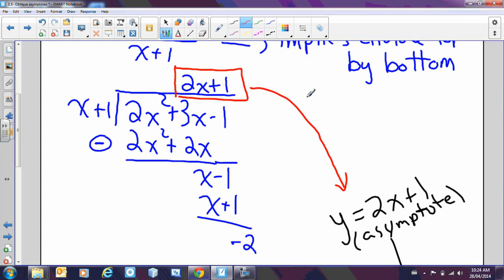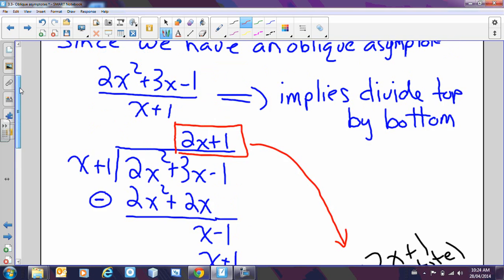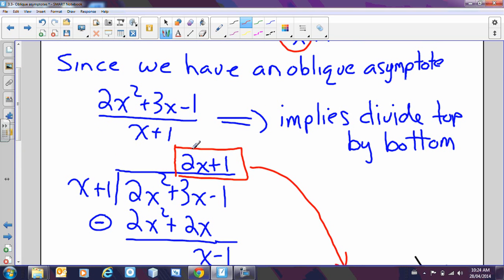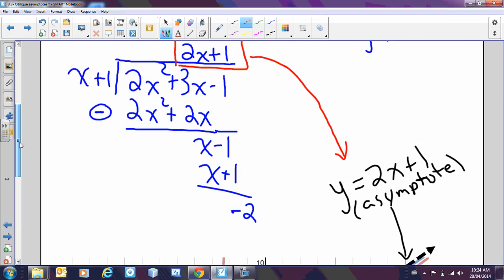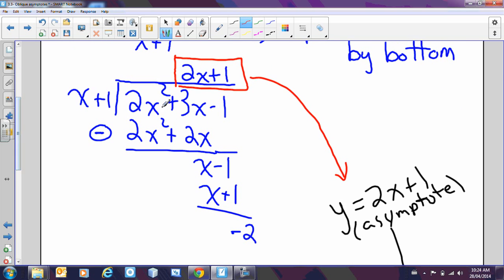Long division is still my preference, just because sometimes we end up with questions that are a little too hard for synthetic. If this were a cubic function divided by a quadratic function, I don't know how to do that with synthetic, but I can do it with long division just as easily as this question. And so I go ahead and do the division.